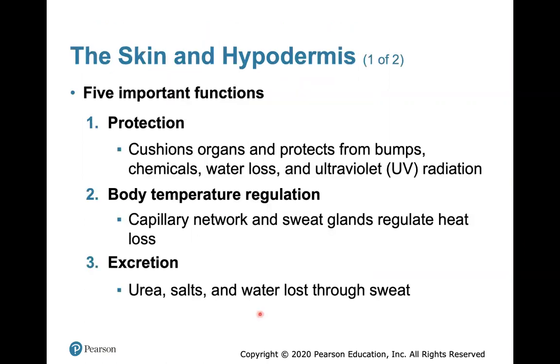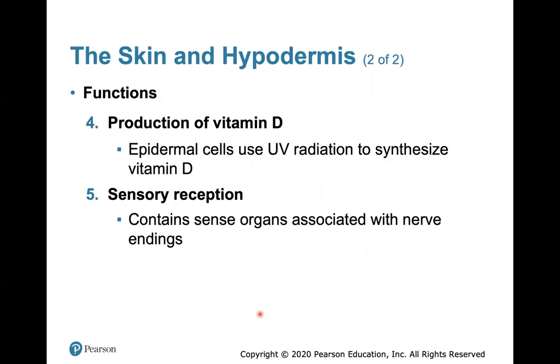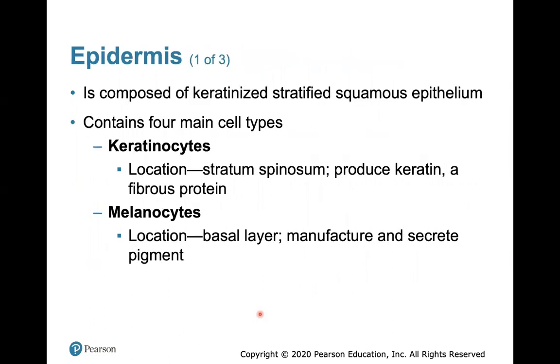There's 5 important functions of the skin. It helps to protect, cushioning organs and protecting from bumps, chemicals, water loss, and UV radiation. It helps to regulate your body temperature with the capillary network and sweat glands, regulating heat loss. It works in excretion, so it gets rid of urea, salts, and water loss due to sweat. Other functions: it helps to produce vitamin D, which is important for absorbing calcium from the GI tract. And it also helps with sensory reception, so it contains sense organs associated with nerve endings.